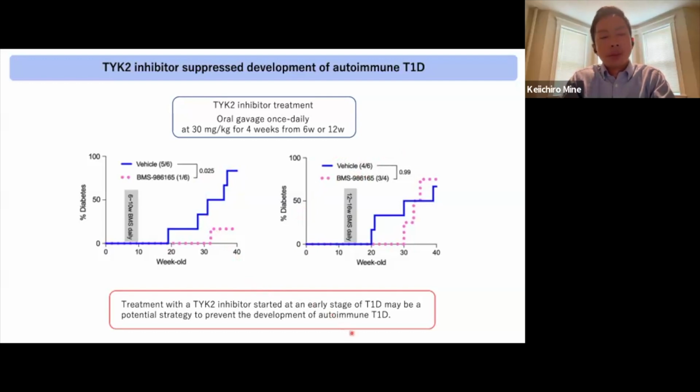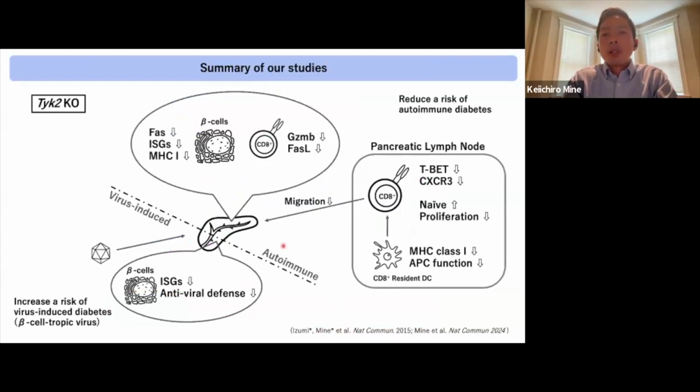In summary, our studies reveal that TYK2 has a Janus-faced role in type 1 diabetes. In autoimmune type 1 diabetes, loss of TYK2 prevents the development of type 1 diabetes by suppressing acquired immunity against beta cells and inflammation in beta cells. In contrast, in beta cell tropic virus-induced diabetes, loss of TYK2 is a risk factor for the development of type 1 diabetes because of reduced antiviral defense in beta cells.